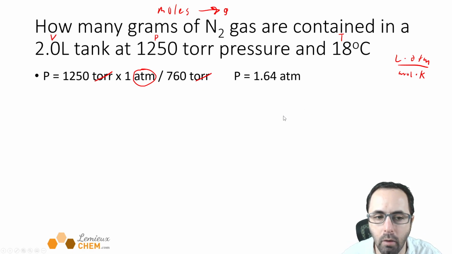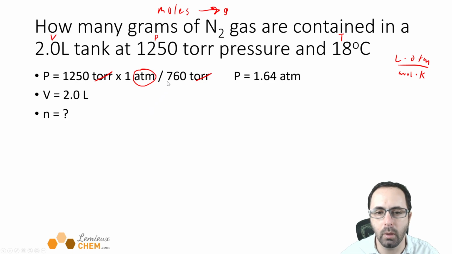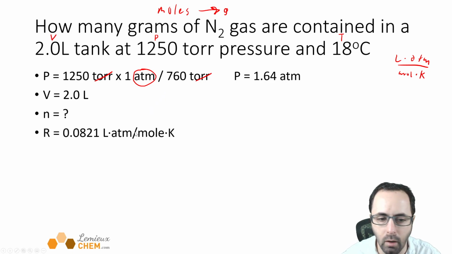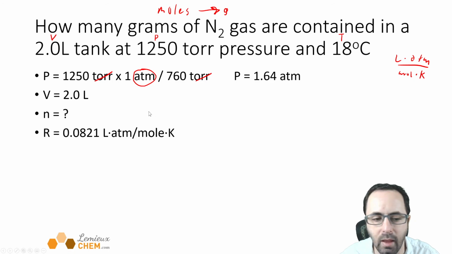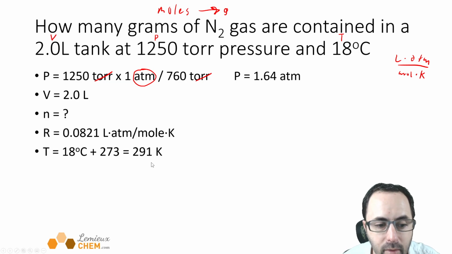Okay, so we got pressure, it's in atmospheres. Good. Volume is already in liters, it's 2 liters, we're good there. Number of moles, that's what we're trying to find, so we can get the grams. R, always the same, 0.0821 liters times atmospheres divided by moles divided by Kelvin. Finally, temperature is in Celsius, we're going to have to add 273 to make it Kelvin. 18 plus 273 is 291 Kelvin. Okay, and so we're ready to go now. We can plug this in.